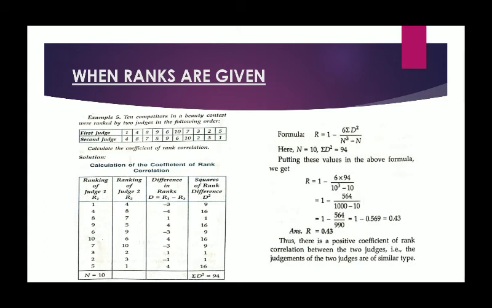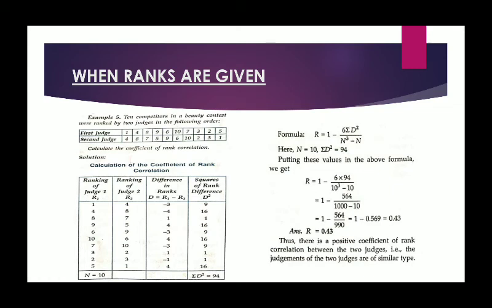We will simply calculate the difference in the two ranks, D as R1 minus R2 or R2 minus R1. You can do any one. Whatever you do, you just need to calculate the square of the rank difference. Like after D, we'll calculate D square, so that we'll get all the values positive. Here in the table, n equal to 10 and summation D square is 94. Formula is R equal to 1 minus 6 summation D square divided by n cube minus n. Putting these values in the above formula, you'll get R equal to 0.43. That means what? There is a positive coefficient of correlation between the two judges.